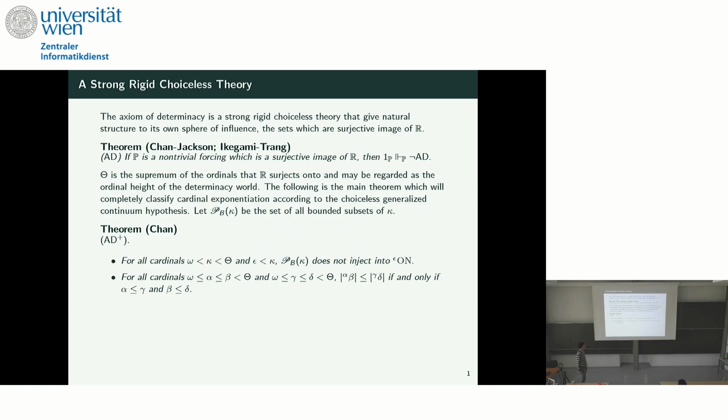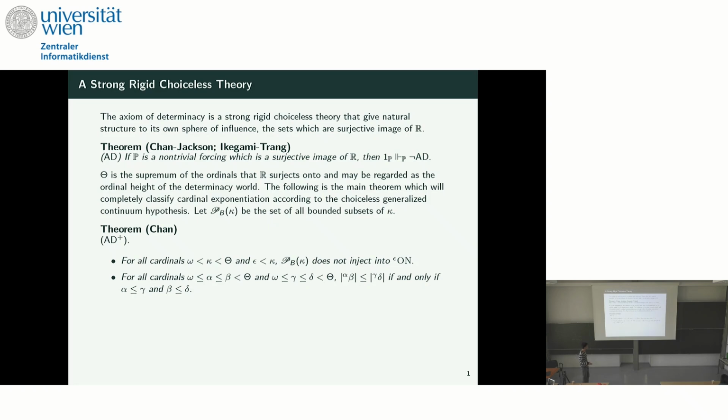The main result is that there's a complete classification of cardinal exponentiation in a very natural way that you may as well call a choiceless generalized continuum hypothesis. The set of interest here is what I call PB kappa, the set of all bounded subsets of kappa. The main result is the first point here: if you have an uncountable cardinal kappa below theta and an epsilon less than kappa, then PB kappa does not inject into epsilon sequences of ordinals.